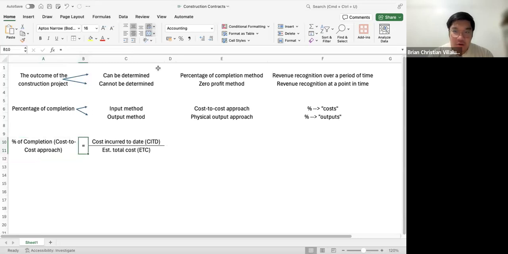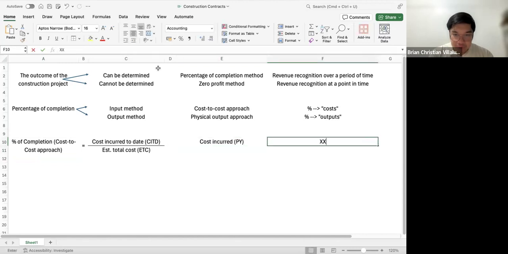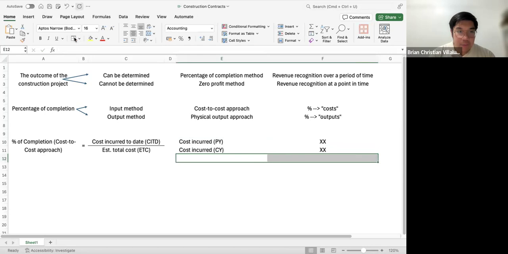Next question, how do you determine the numerator, the cost incurred to date, and the denominator or the estimated total cost? Dito natin computein yan. Cost incurred to date is computed as follows. Cost incurred prior year, then you add cost incurred current year. So ang tawag natin sa sum ng dalawang to ay yung ating cost incurred to date.